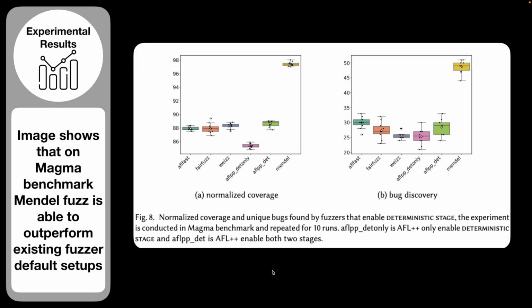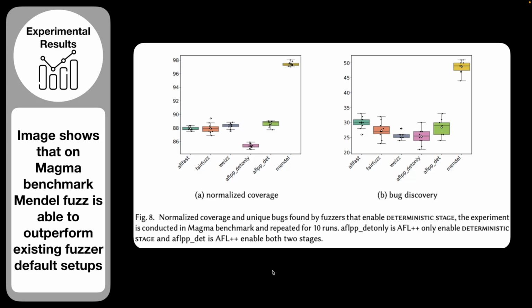In this slide, they compared MendelFuzz to the state-of-the-art fuzzers at that time, like AFL and AFL++, with a few different settings. You can see that MendelFuzz was able to, on the left with their normalized coverage, get between 96 and 98% coverage on a bunch of different tests, where for that same given period of time, the other fuzzers which weren't using the deterministic stage were sitting between 86 and 90%.